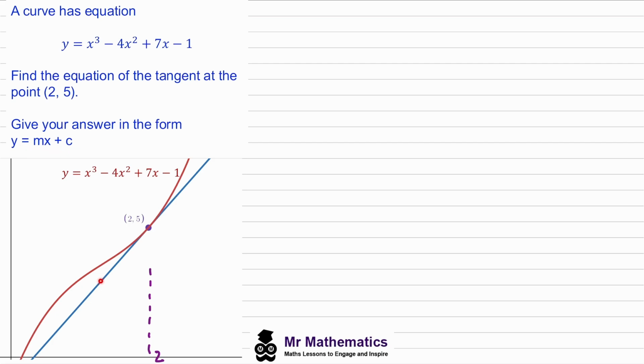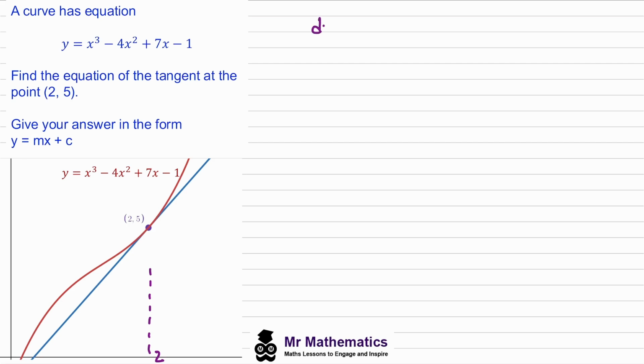So when we have a tangent to the curve at this point, the gradient of the curve at this point is exactly the same as the gradient of the tangent. So what we need to do is to find the gradient of the curve when x equals 2, because that will give us the gradient of this tangent. And we can find the gradient function of a curve by differentiating this equation with respect to x.